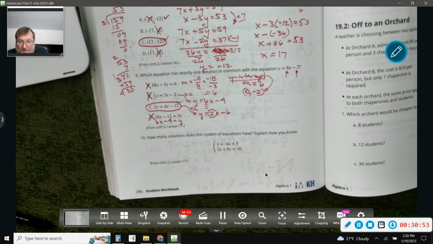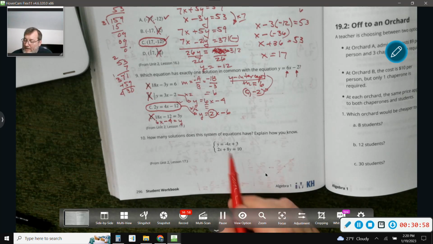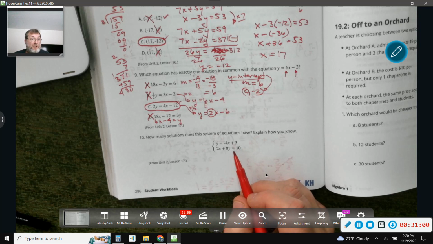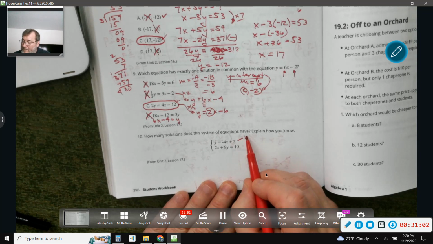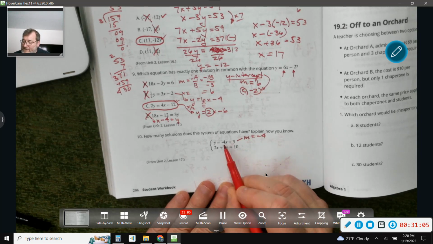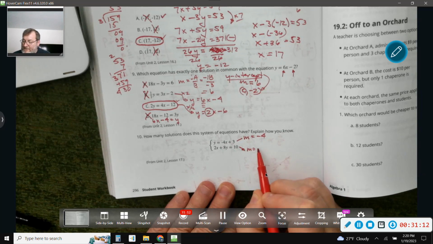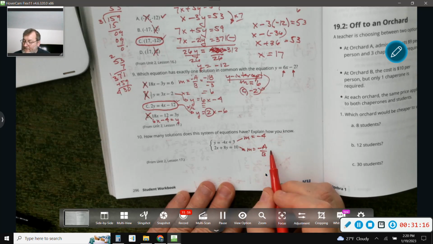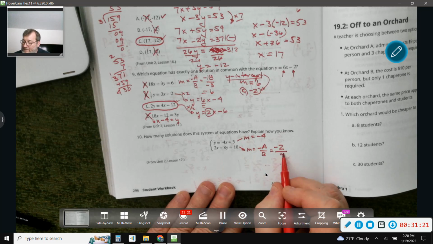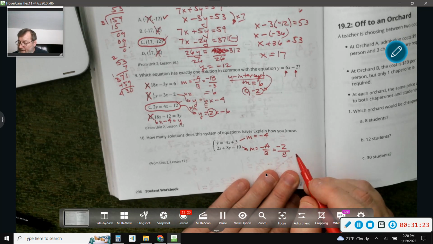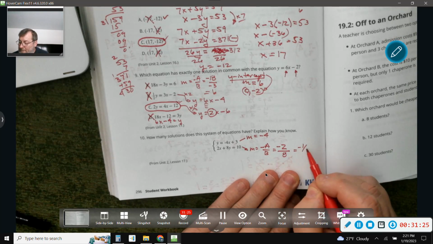On to number 10. How many solutions does the system of equations have? Explain how you know. All right, so let's look at it. First thing, let's look at the slopes. Here, the slope is a negative 4 because it's the y-intercept form. Y equals mx plus b, so that negative 4 is the slope. This is a standard form, so let's look at what the slope is. It's a negative a divided by b. Okay, so it's a negative 2 divided by 8. Well, that slope then is negative 1/4.